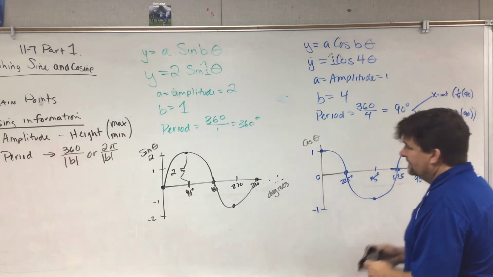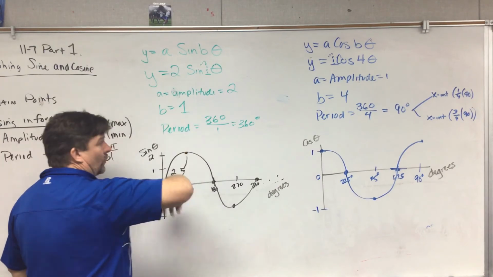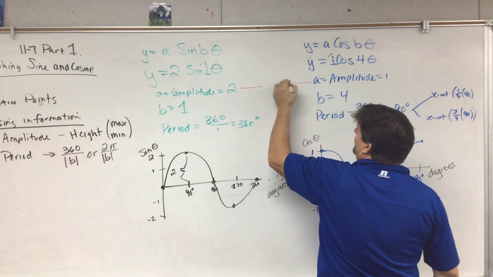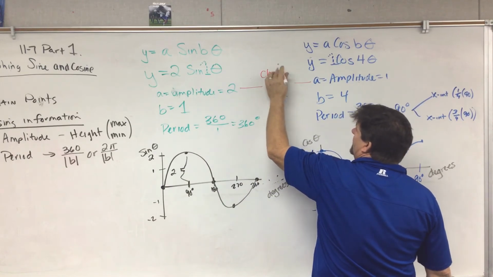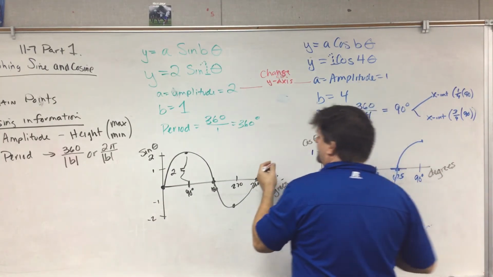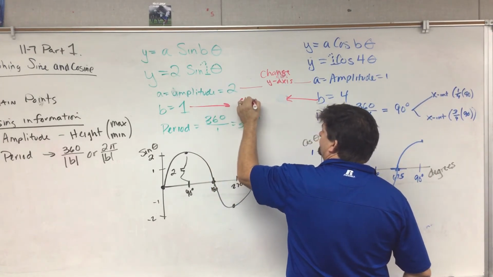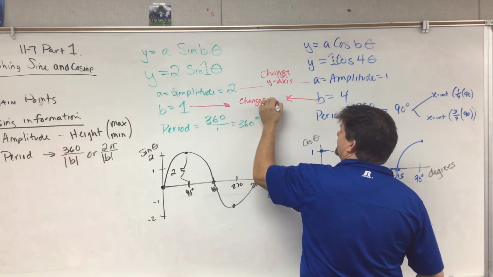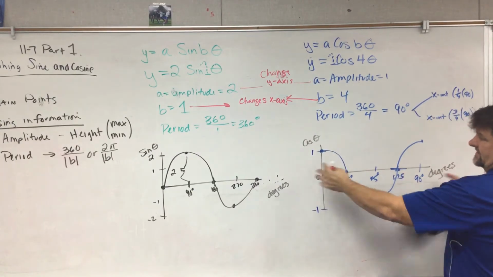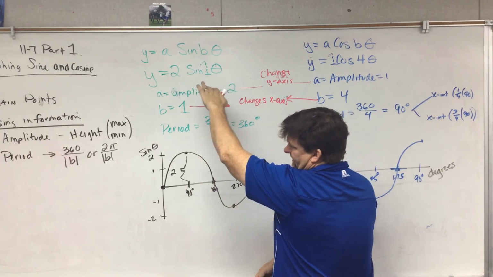The only thing the amplitude is going to change is the height, the y-axis. So the amplitude, A, changes the y-axis. And the B here changes the x-axis. Make a note of that. B changes the x-axis, either shrinks it or enlarges it, and A changes the y-axis. It either makes it taller or shorter.